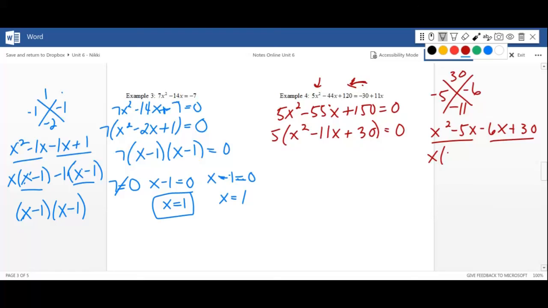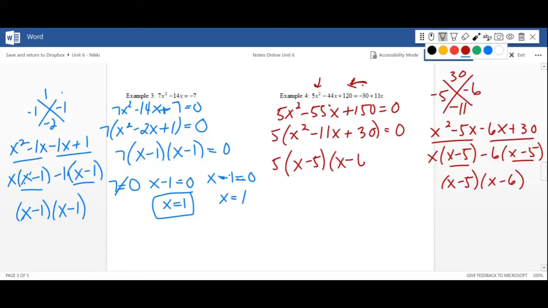So x is the GCF of the first two terms. And the second two, 6 for sure, but to get the signs to match, I need to take out a negative 6. So then I get positive x and negative 5. Again, those match. So x minus 5, and then the other GCFs go together, x minus 6. So now we have GCF of 5, and then our two new factors, x minus 5, x minus 6. All still equal to 0.